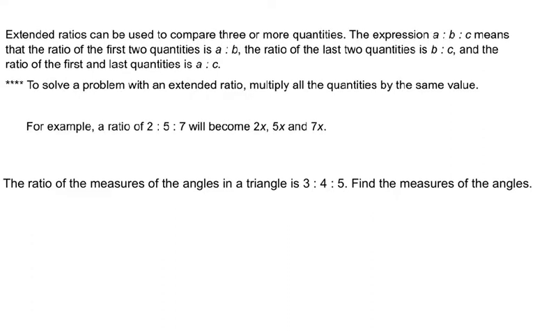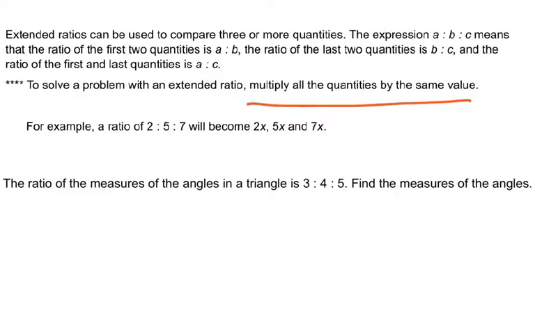Now, here it says extended ratios can be used to compare 3 or more quantities. And it's almost always given in this format with the colons here. Now, when it's given in that ratio, I've said here, multiply all the ratios by the same value. So in this case, you would want to put an x behind all these terms. So for example, a ratio of 2 to 5 to 7 will become 2x, 5x, and 7x when you have to plug it into an equation.